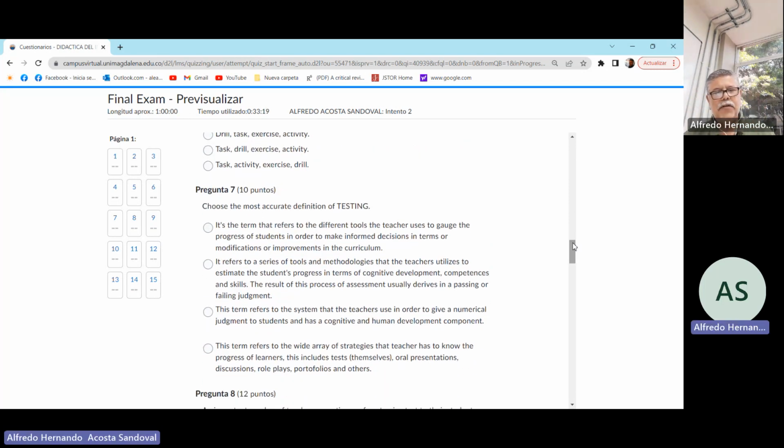Okay, 7. I think this was a very interesting item, since you needed to focus on details. What is the most accurate definition of testing? The most accurate would be the second one, if I am not mistaken. But the first one says it is the term that refers to the different tools the teacher uses to gauge the progress of the students in order to make informed decisions, etc. So this is not the right answer, because it says "in order to."